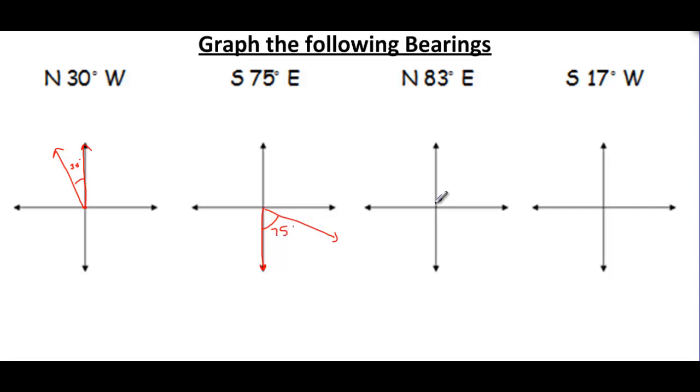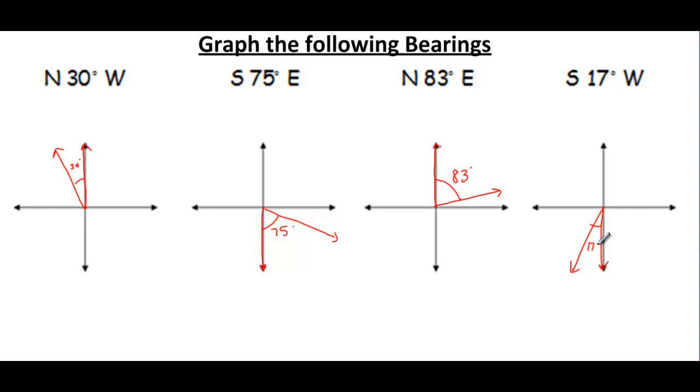And again, if I have north as my cardinal direction, we usually have north and south as our beginning ones always, and then east and west is how we move from there. I'm now going to rotate 83 degrees towards the east. And then my last one would be south. I'm going to rotate 17 degrees towards the west. And that's really the main part of today. If you can understand that concept, you should be able to do all the problems.